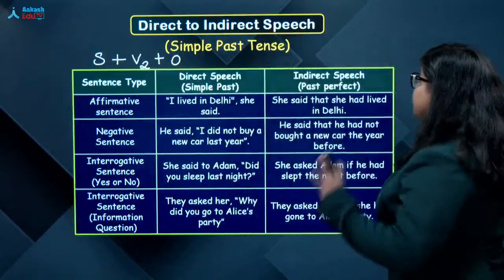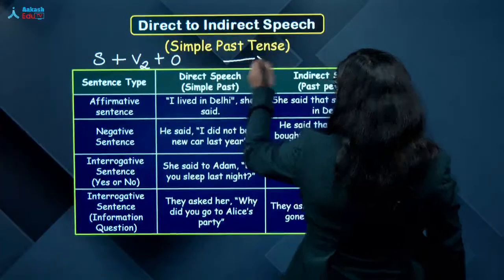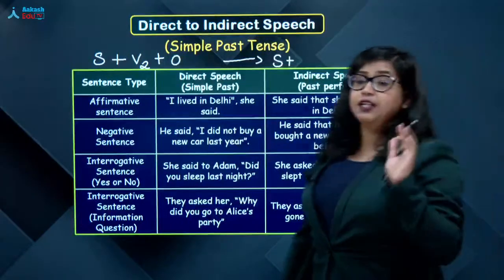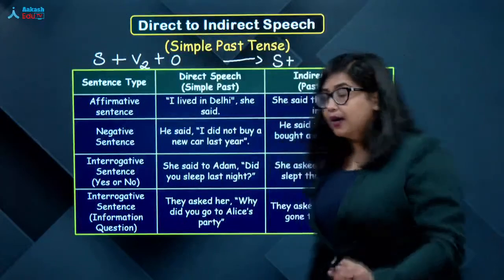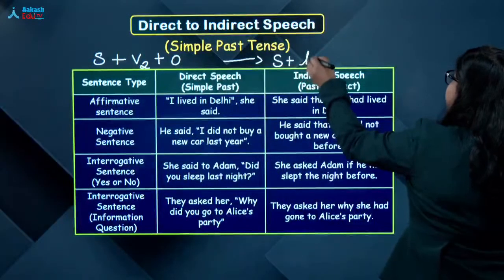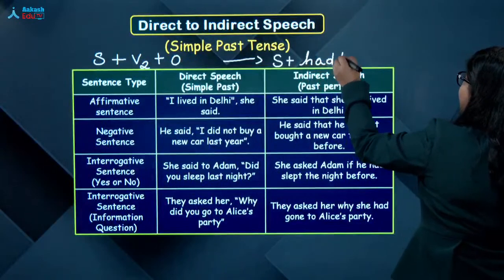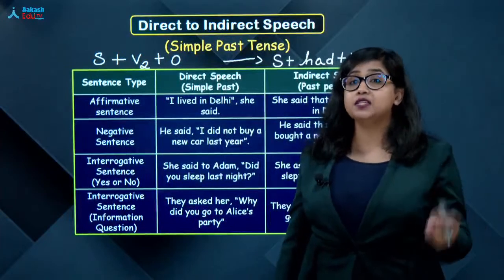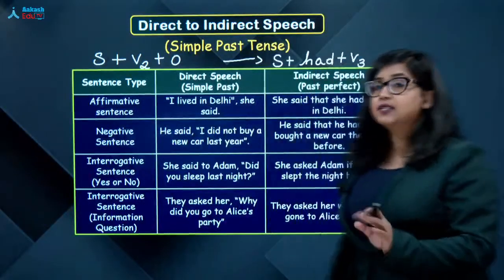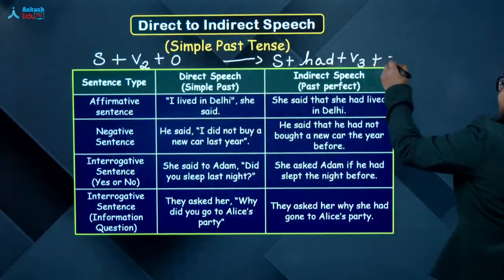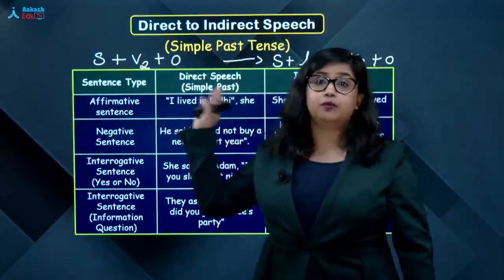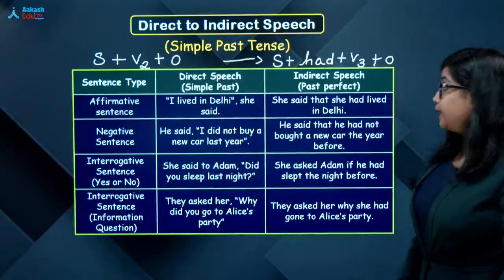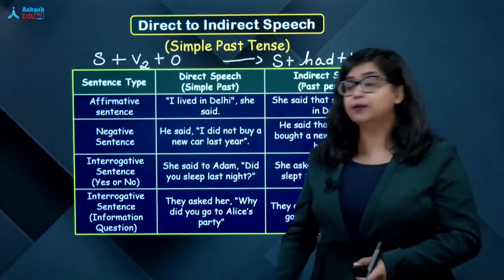Now how do we frame a past perfect tense sentence? Please have a look at this. You have your subject. Past perfect means that you will use had. So subject plus had plus V3 form, which is the third form of verb, also known as the past participle form of verb, plus object. So subject plus second form of verb plus object will now change to subject plus had plus V3 form plus object.